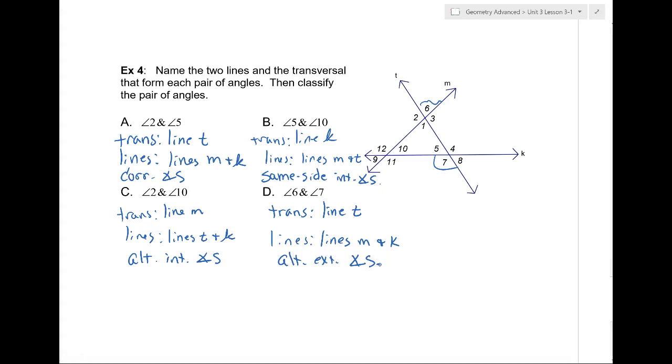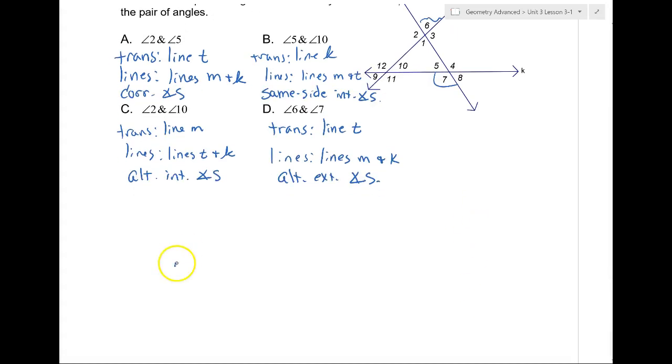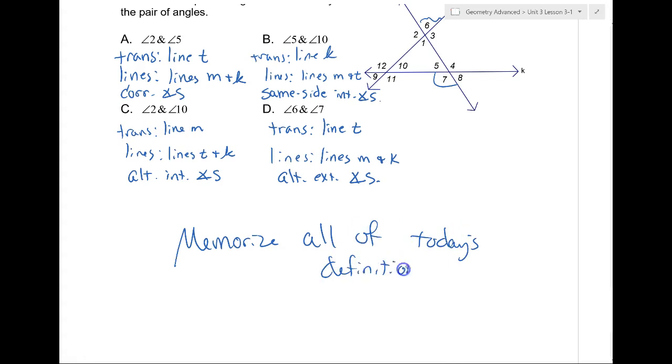Does it make sense? All right, some hints on this one. Always look for a transversal first. Are you guys with me on that? Number 2, you can never use more than 3 lines, okay? You have to have a transversal and 2 intersecting lines. If you somehow are looking at 2 angles and you have 4 lines involved, they don't count. Also, this is something that's really mean. Memorize all of today's definitions, my friends. You've got to know them all very, very well.